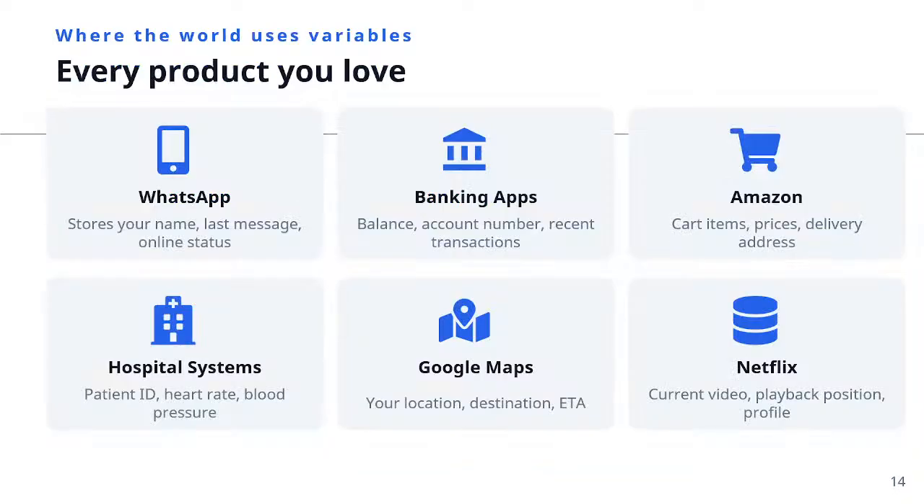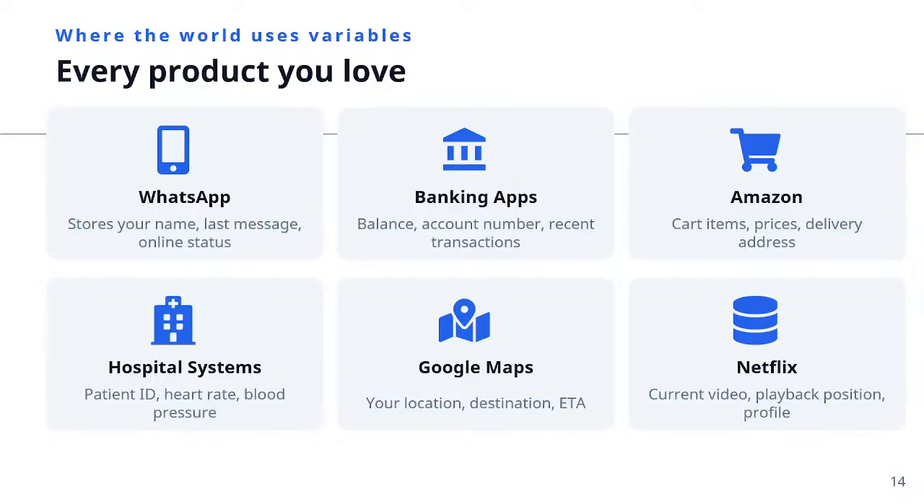Okay, coming to this, variables are used in every real world application. WhatsApp uses variables to store your name and messages. Banking apps use variables to store your balance. Amazon uses them to remember the items in your cart, Google Maps uses variables to store the current location, and Netflix uses them to remember where you stopped watching.